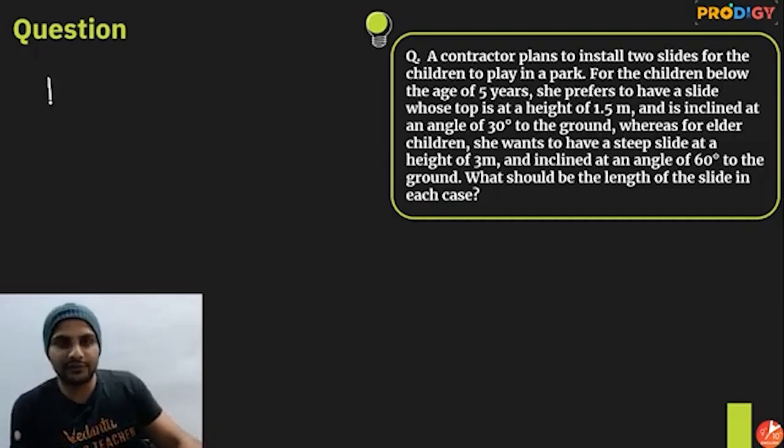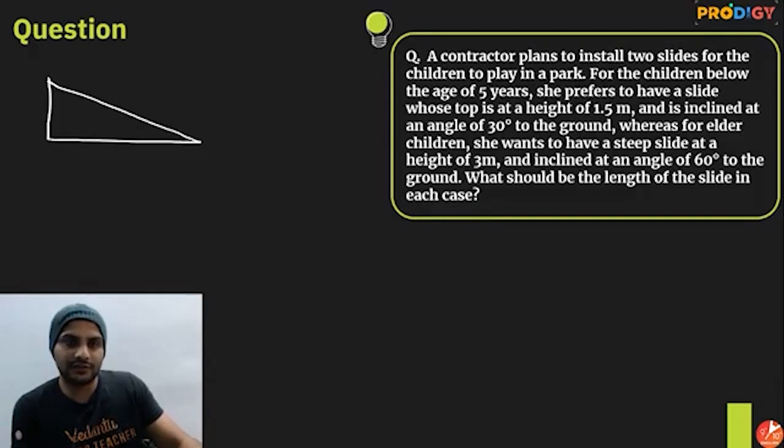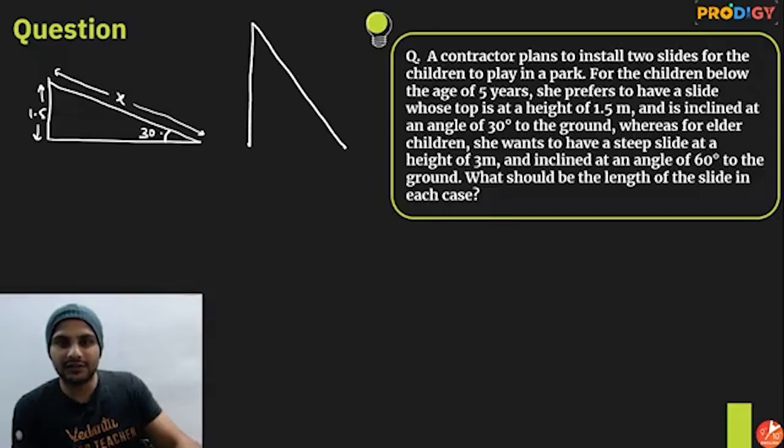तो देखो, first case में for the smaller kids, it is like this. This height is 1.5 meters and this is given as 30 degree. This is the slide length, this we need to find out. In the second case, height is double, 3 meters, and this time angle also is double, 60 degree. It is more steep. This height is given as 3 meters and the length of the slide will be this, y, right? So length of the slide in each case.